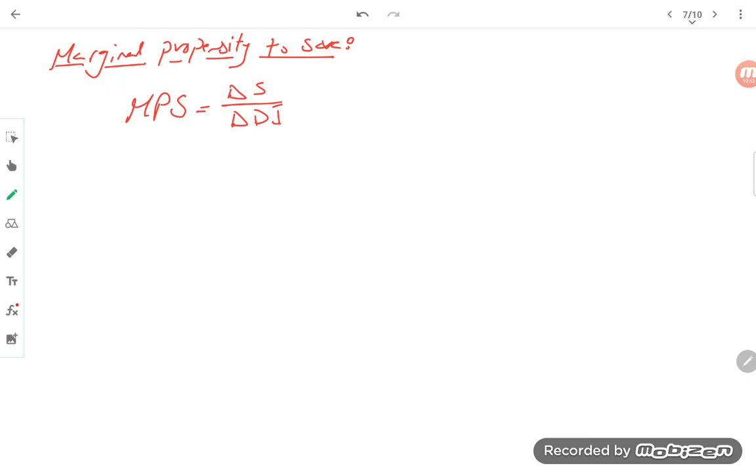So without any calculation, if you know that marginal propensity to consume is 0.6, this means that marginal propensity to save will be 0.4, as marginal propensity to consume plus marginal propensity to save equal 1.